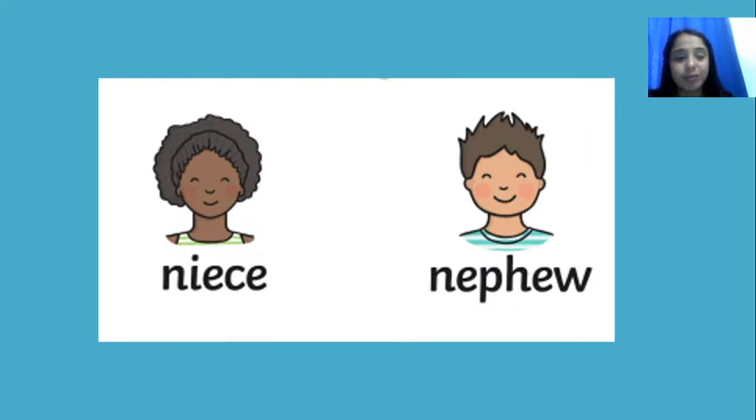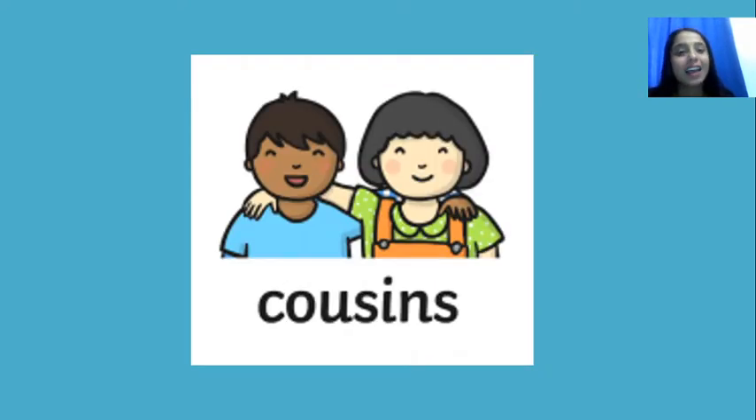Niece and nephew. Niece is the daughter of my brother or my sister, and nephew is the son of my brother or my sister. Cousins. They are the children of my aunt or my uncle.